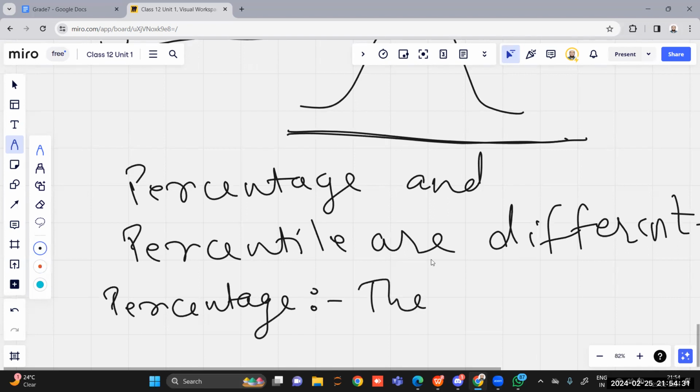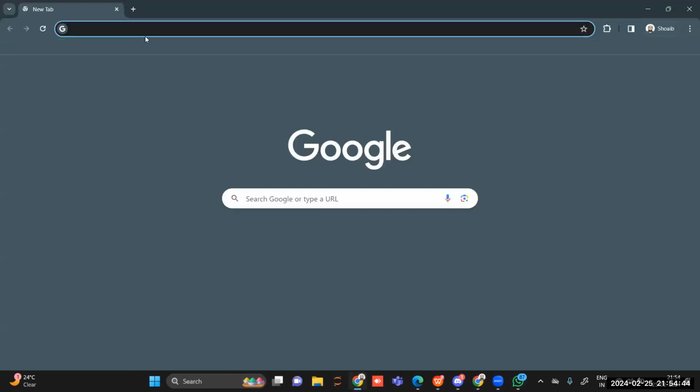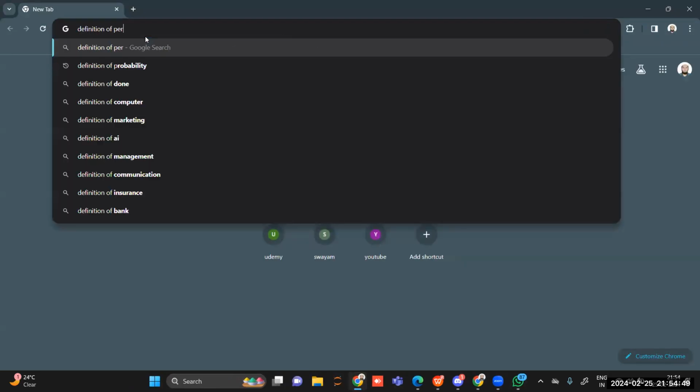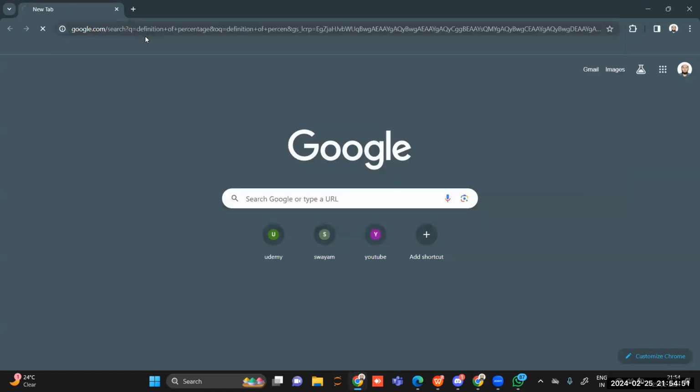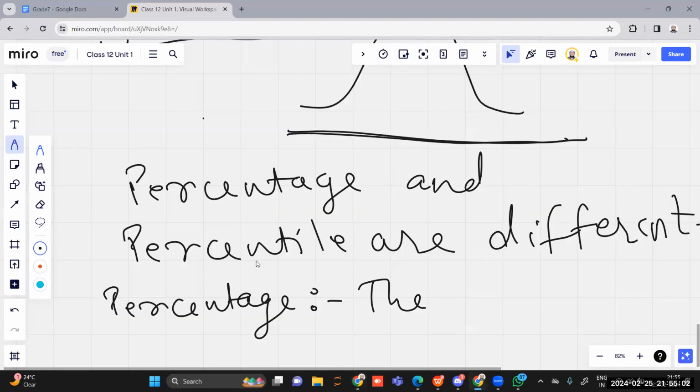What I'll do, I'll Google it, the definition of percentage as well as percentile, to give an exact definition.